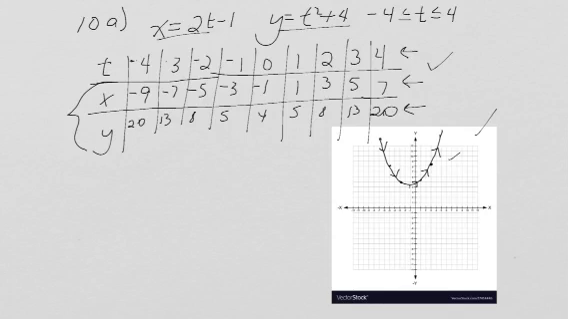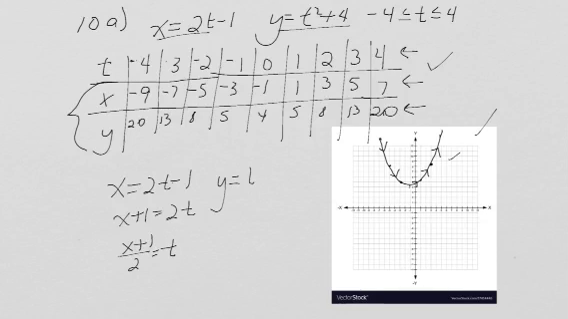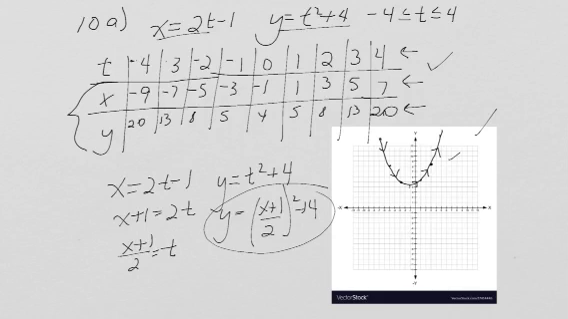That means that we're going to solve for t in terms of x. So if x equals 2t minus 1, x plus 1 equals 2t. So (x plus 1) over 2 equals t. We're going to plug that into our y equation. So y equals t squared plus 4. y equals ((x plus 1) over 2) squared plus 4. And we can just leave it in that form for our rectangular. And now we've met all of the conditions for the prompt.